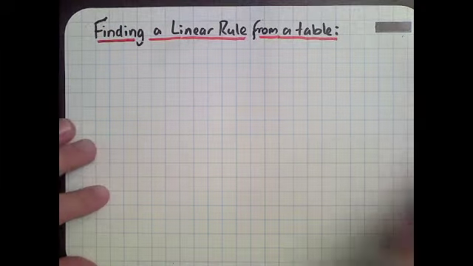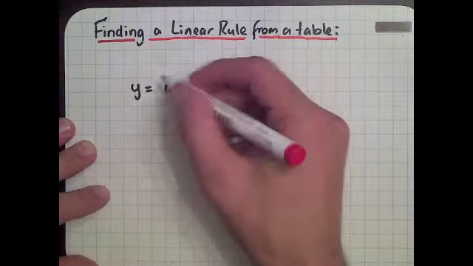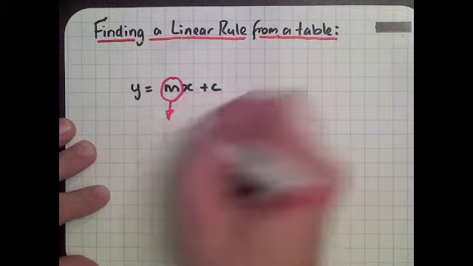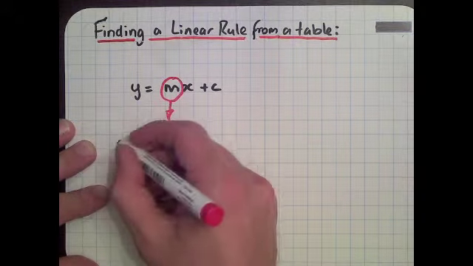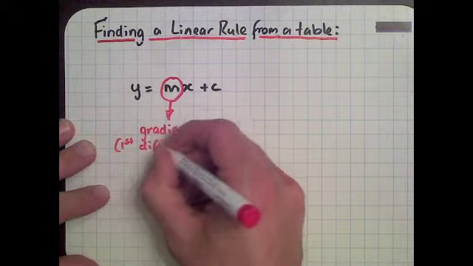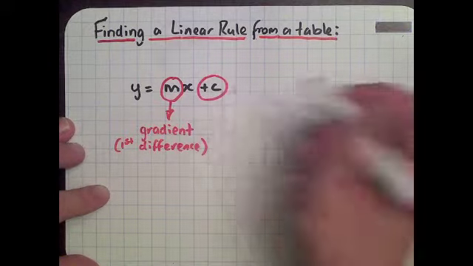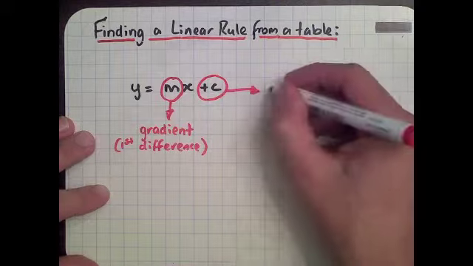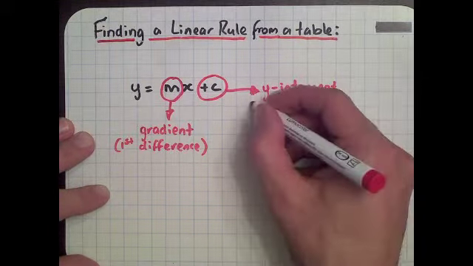Alright, we're going to find a rule from a table, guys. So first thing, let's go back and look at our rule. Y equals mx plus c. The m value there stands for the gradient, doesn't it? That's like the slope of the line. In a table, that would be like our first difference as well. Alright, this plus c off the end, well, that's our y-intercept. That's where the line cuts the y-axis. You know, that axis is the vertical one.